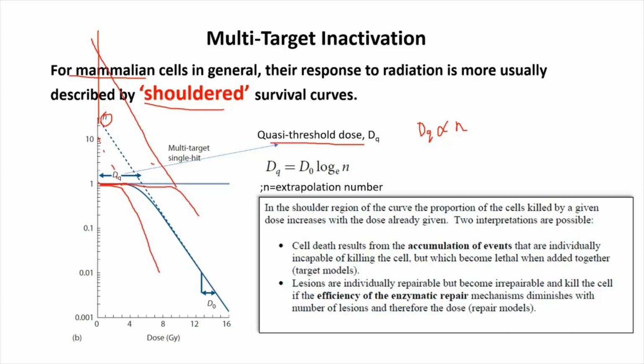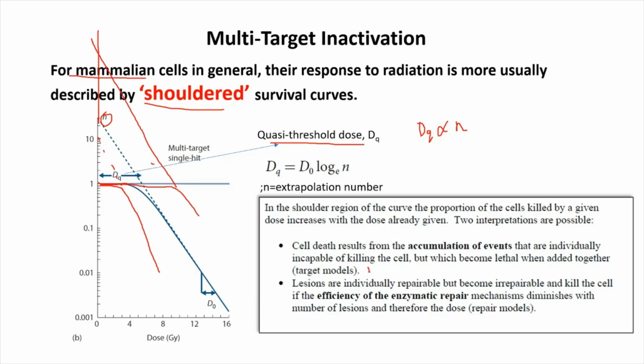Now the question is why our mammalian cells in general have a large quasi-threshold region. There are two different interpretations for this shoulder region. The first is that cell death results from accumulation of events which are incapable of killing the cell individually, but when these events keep on accumulating, they lead to the lethality of the cell, and that's why cells start dying after a given dose.